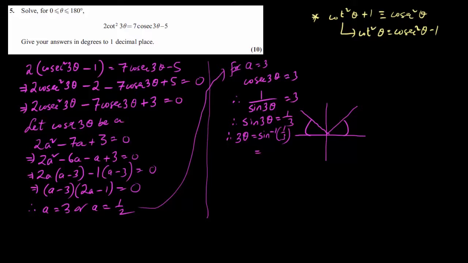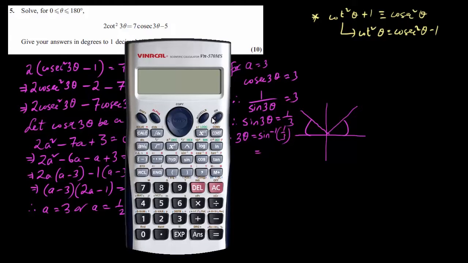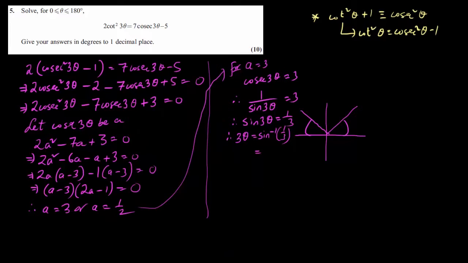And remember, usually in C3, C4, all the angles are in radian mode, but this time it's in degrees, it's 180 degrees. So let's use the calculator. So this is going to be sine inverse of 1 by 3, which is 19.5 degrees.